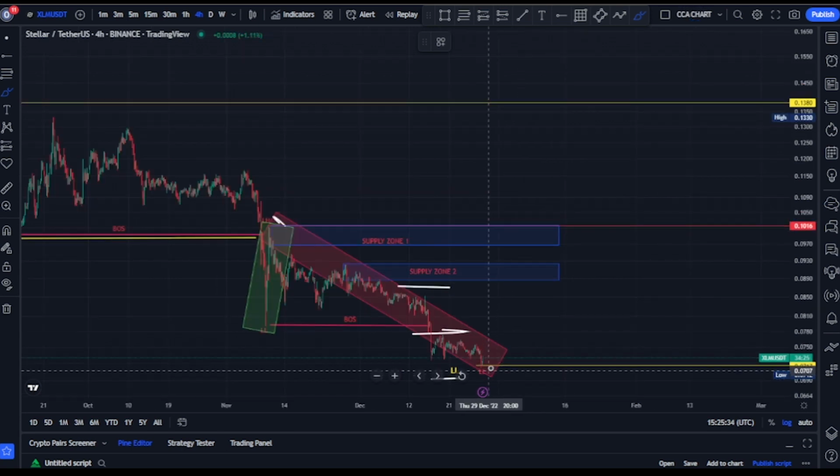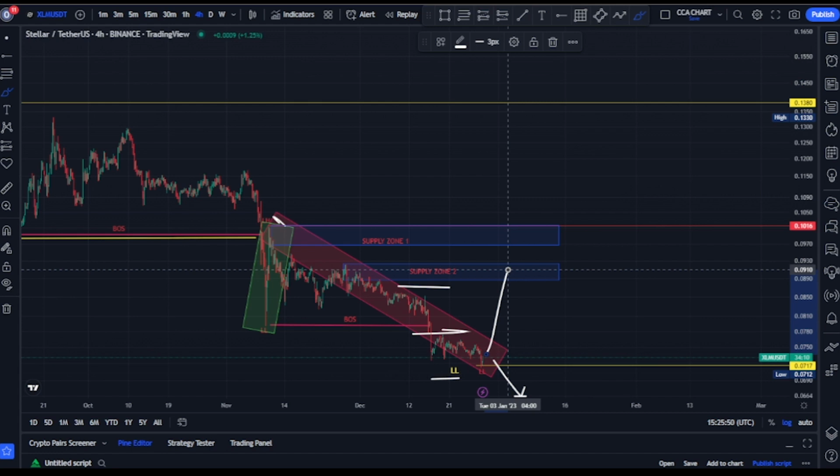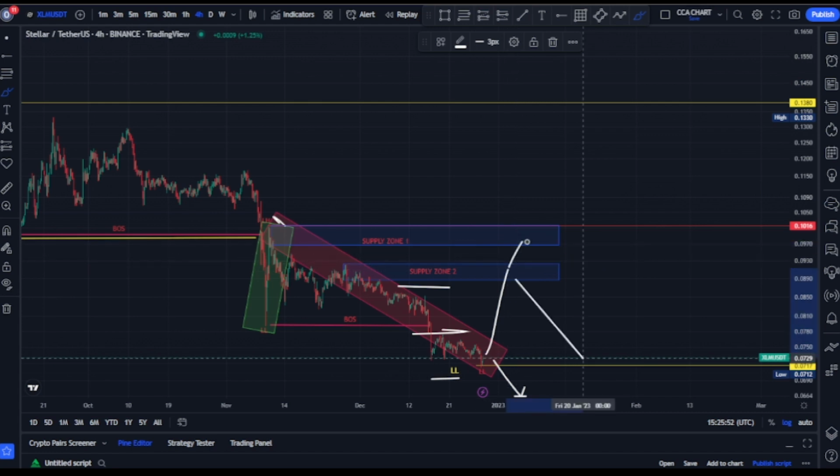So guys, drop your thoughts in the comment section. What do you think? Do you think from this point price is trading, price will just continue breaking more structure to the downside, giving us lower lows and lower highs? Or guys, do you think from this point price is trading, price will have to come back to this supply zone 2 or supply zone 1 before we continue seeing more break of structure to the downside?